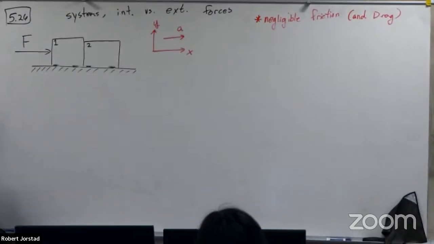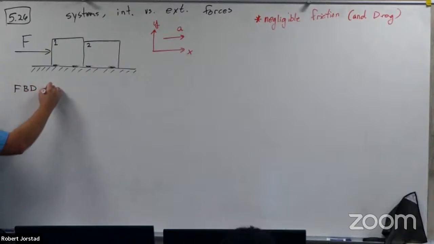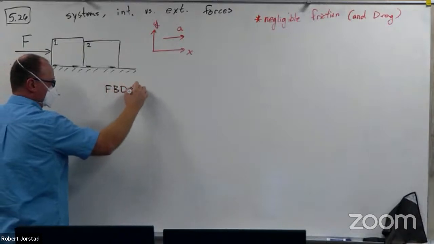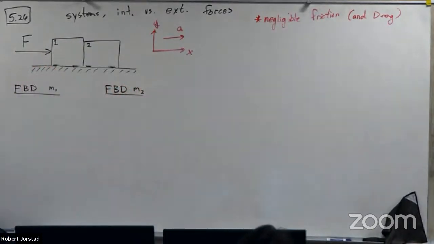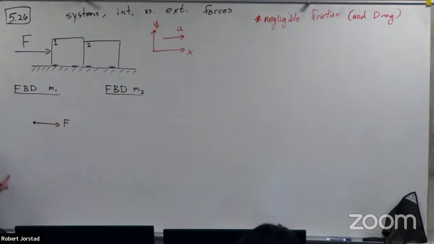All right. In this case, let's do an FBD for M1 and an FBD for M2. All right. In particular, somebody tell me one force that's acting on object 1. Give me one force. Force. Okay, capital F. I like it. Anything else? Normal force. Which way? Okay. What surface is causing the normal force upwards?